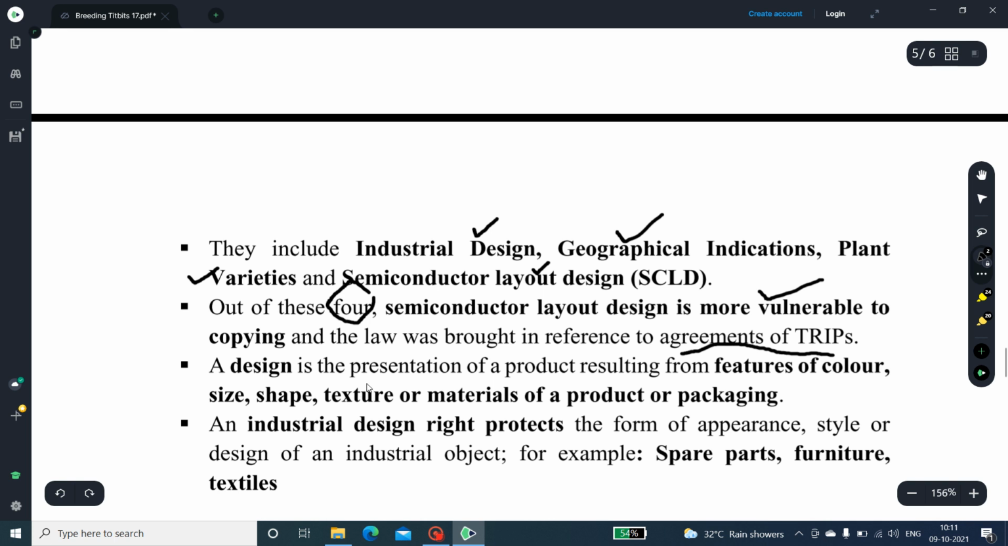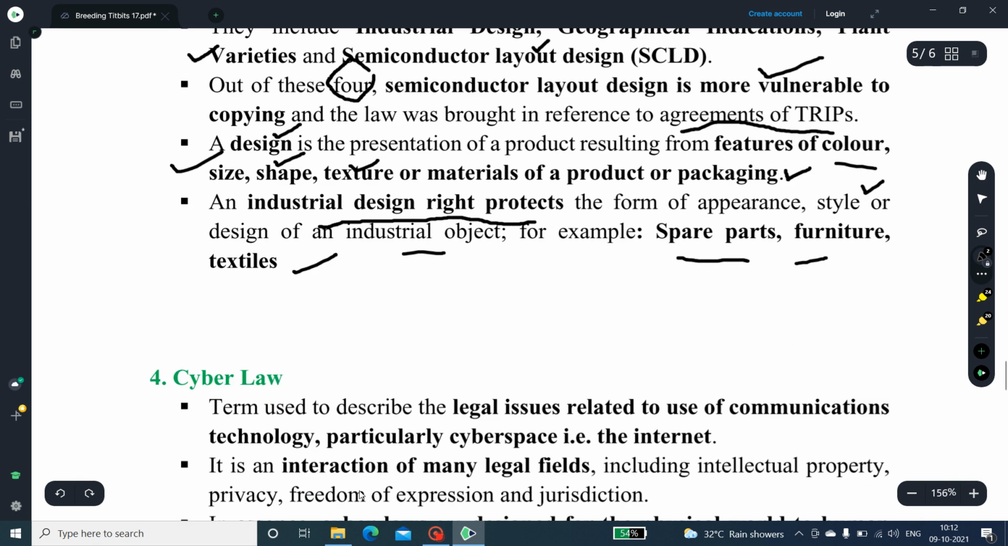A design is the presentation of a product resulting from features of color, size, shape, texture, or materials of a product or packaging. Industrial design rights protect the form of appearance, style, or design of an industrial object, for example, spare parts, furniture, textiles.